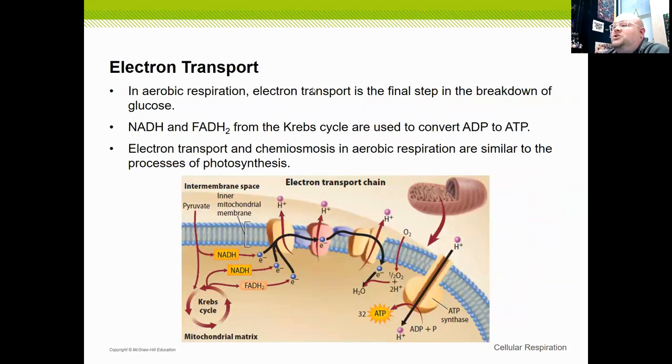In aerobic respiration, the electron transport chain is the final step in the breakdown of glucose. NADH and FADH2 from the Krebs cycle are used to convert ADP to ATP. If you remember, in photosynthesis it went ATP to ADP. Well, in respiration, it's the opposite. It goes ADP to ATP. Electron transport and chemiosmosis in aerobic respiration are similar to the processes of photosynthesis. So it's going to look the same, just going in a different direction, basically.